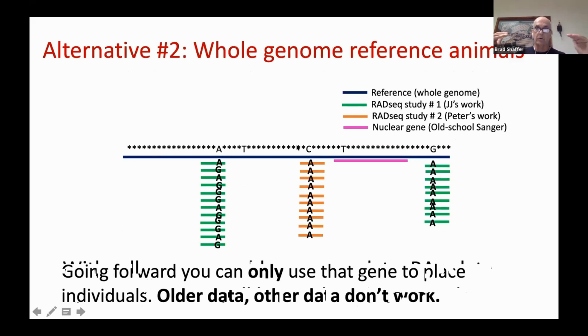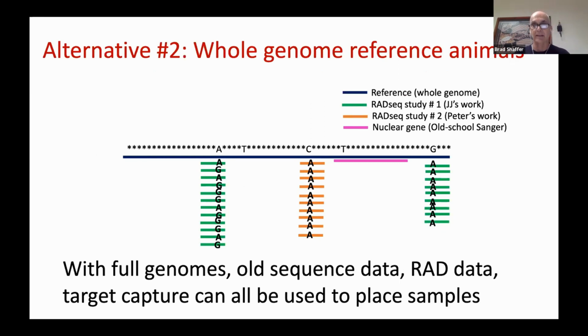With alternative 2, where for the reference animals you use the whole genome, one of the great powers of that is that then any data you collect on the animals you want to repatriate or you want to learn about can be compared back to the reference animals, because for them you have the whole genome. So if, for example, you had one study with JJ's markers, which are based on a sequence capture probe, and you had another set of animals which were based on Peter's RAD-seq data, either of those can be compared back to those reference animals. It makes it a more powerful thing.